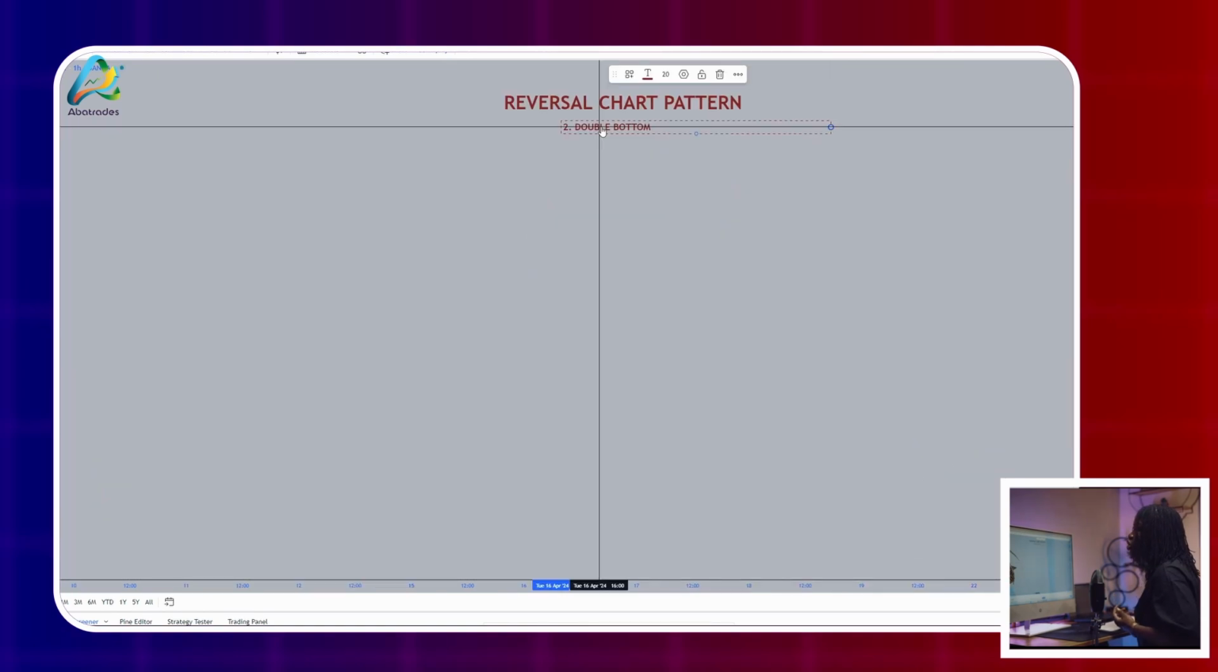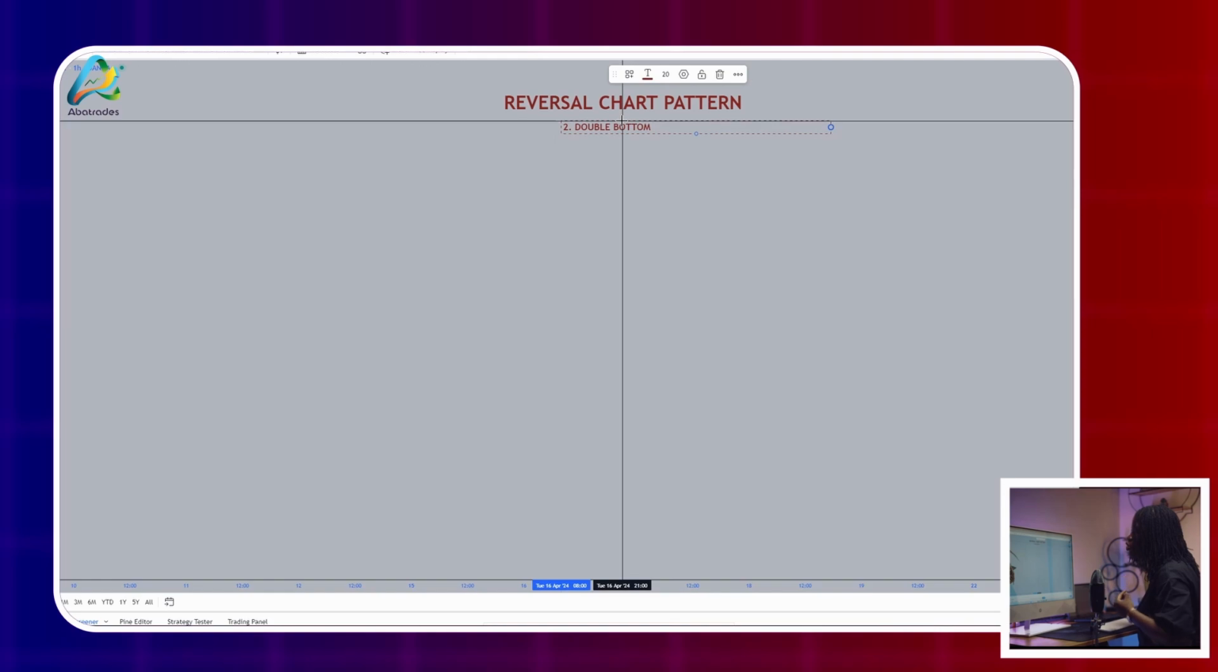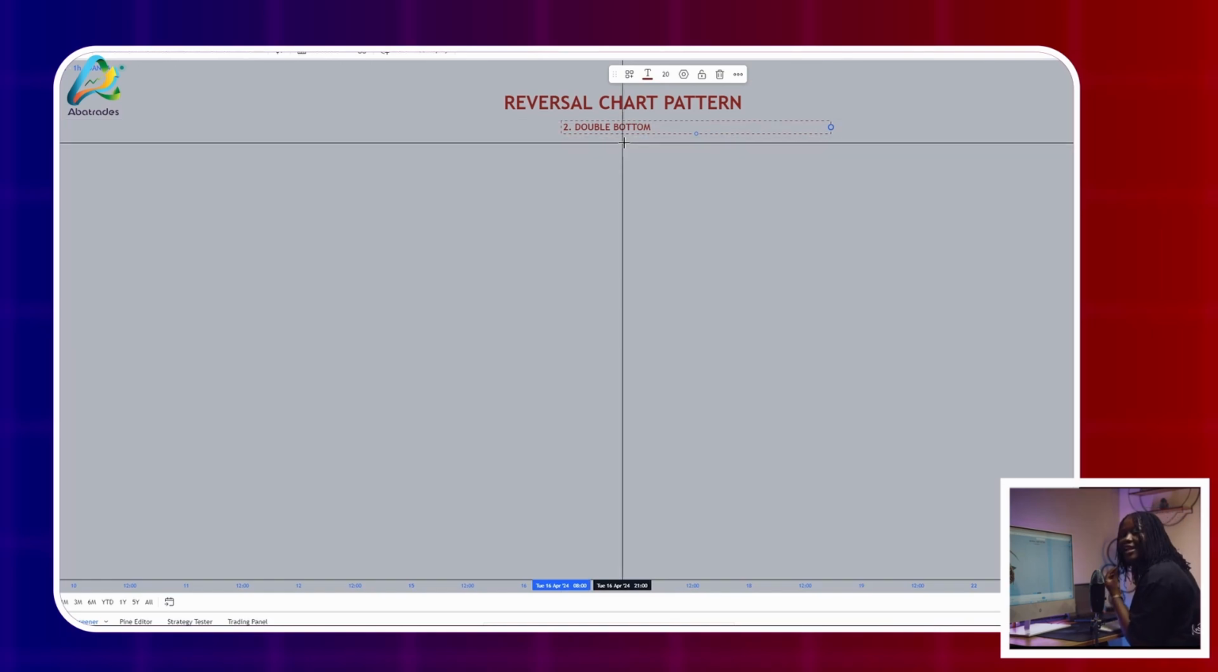And the next chart pattern that we'll be talking about is the double bottom chart pattern, and I'm sure you have an idea of it already since we've already done the double top. The double bottom chart pattern is a bullish reversal chart pattern, which also indicates that there's a likely bullish reversal coming into the market very soon.